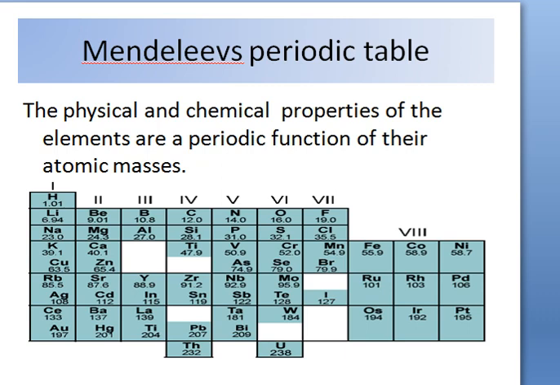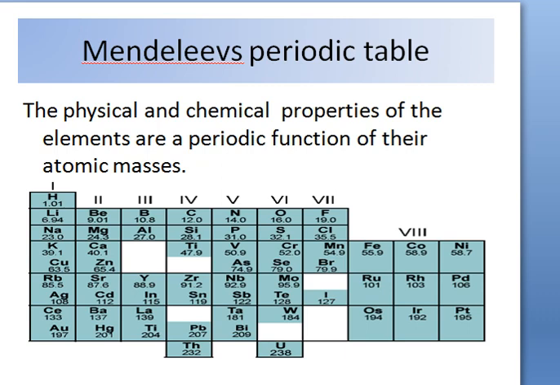The elements with similar characteristics were present in vertical rows called groups, and those in horizontal rows are called periods. So he explained the periodic table. The elements are arranged in vertical rows, which are called groups, and horizontal rows, which are called periods.